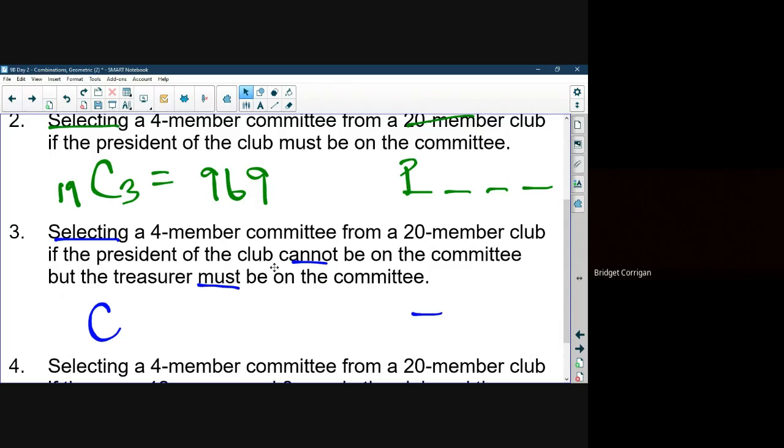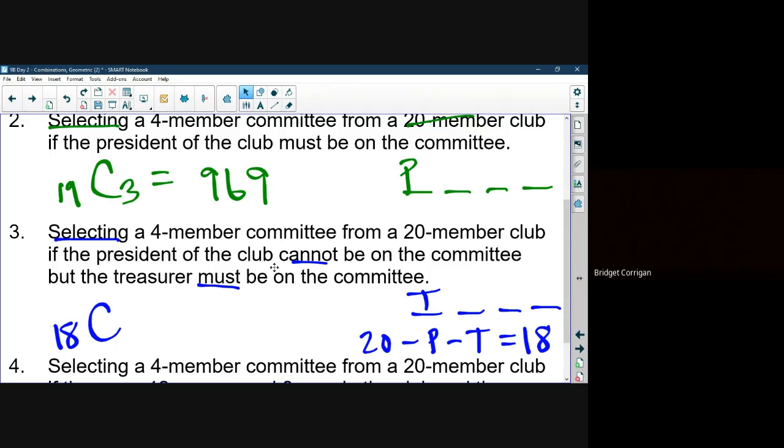Okay, so we know again we have 4 seats. We're taking out the president, so we're down from 20 to 19 total options to choose from. And the treasurer we know has to be on there. So we started with 20. The president can't be on there, so we're down 1 person. The treasurer has to be on there, so we're down another person. So we have 18 total people left to pick from for the 3 remaining spots.